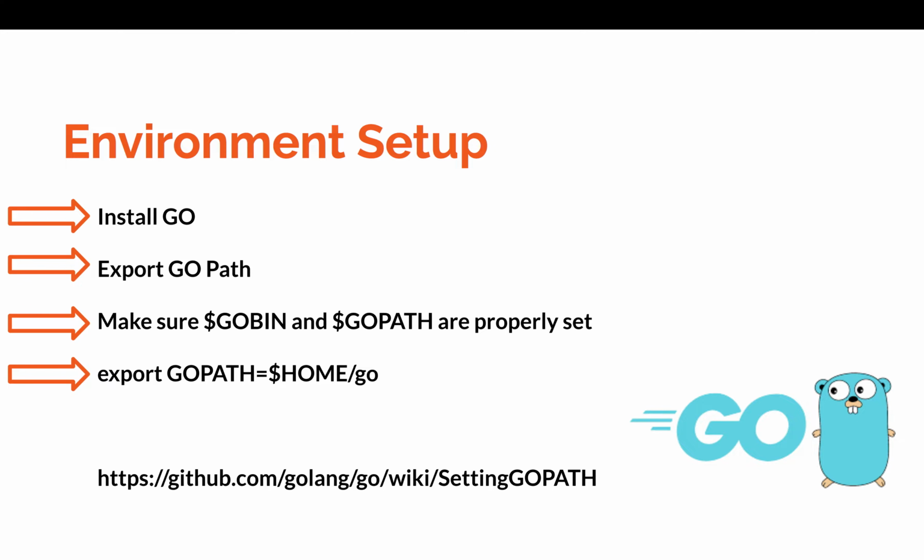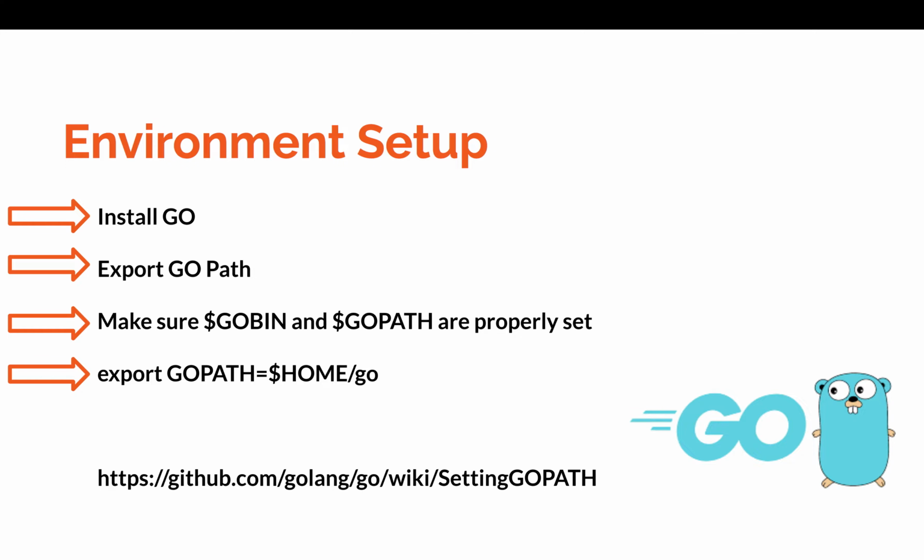Alright, so once you have installed Go, we are going to export the Go path, which is a very important step. Make sure you have Go bin and Go path properly set in your terminal. Now, you need to export the Go path to your home Go directory. To do that, as per your operating system or distribution, you can follow this official link of the Golang wiki, which is the official documentation of how to set up a Go path on your computer.